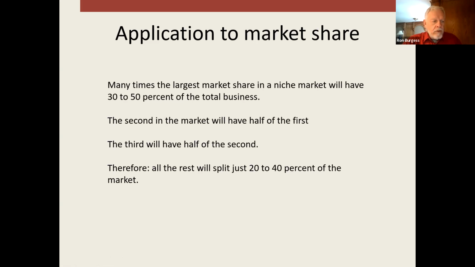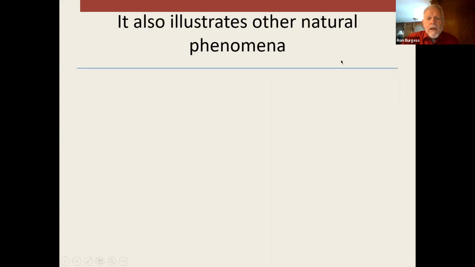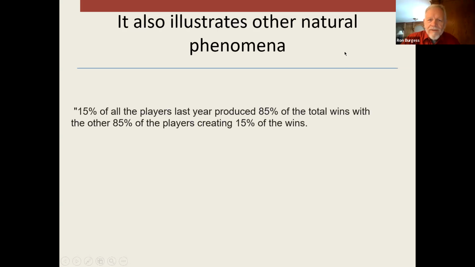And each one of you knows that the PIMS principles really illustrate how dramatic this can be on your margin, and so that's the tie-in right there: you want to be first, second, or third, where otherwise you don't have a chance of being able to maintain margins. So it also illustrates a lot of other natural phenomena. About 15% of all the players last year produced 85% of all the total wins.